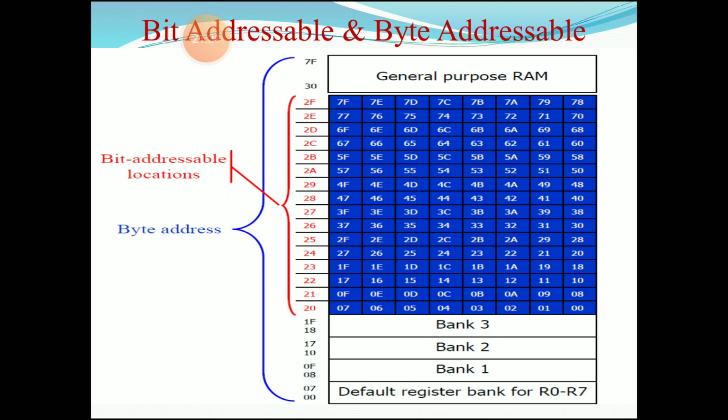In that, the internal RAM memory is again divided into 3 parts. 32 bytes belong to 4 banks, 16 bytes belong to the bit addressable area, and 80 bytes belong to the byte addressable area. In the bit addressable area, the address 20H, that is the byte address, contains 8 locations. 8 locations means 8 bit addressable memory locations, 00 to 07H.